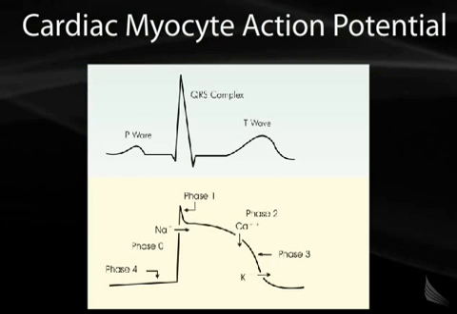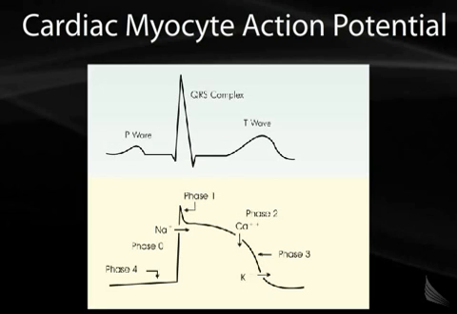Here we see the cardiac myocyte action potential on the bottom of the graph and then the associated EKG. What we see here is that during phase 4, we have a slow depolarization that occurs. There's a slow upward slope here. During phase 0, we see a rapid upstroke. Phase 1, we see a downstroke. Phase 2, we see sort of a plateauing. And phase 3 is a rapid repolarization. And then we go back to phase 4.